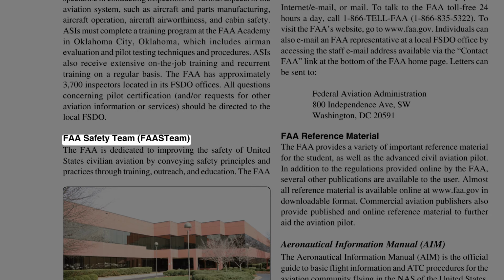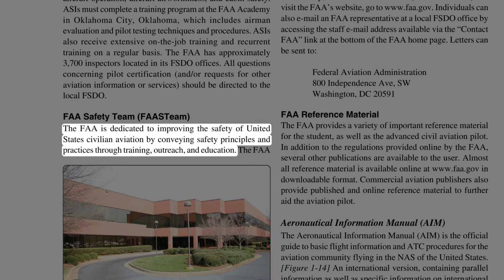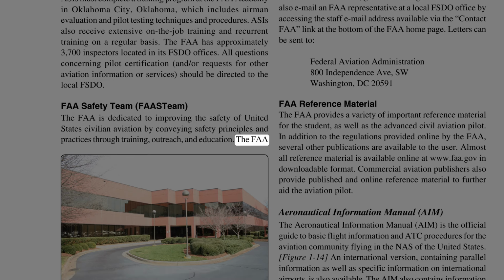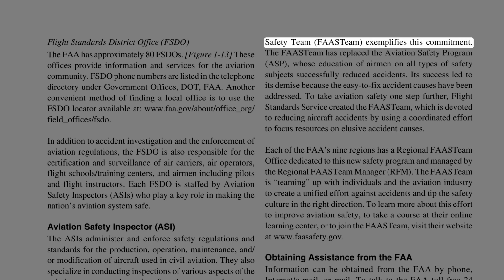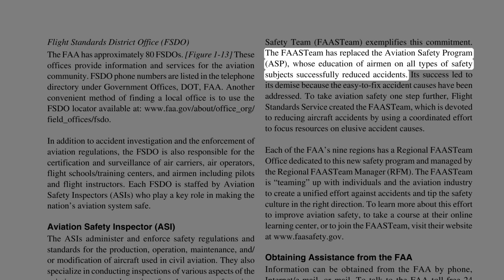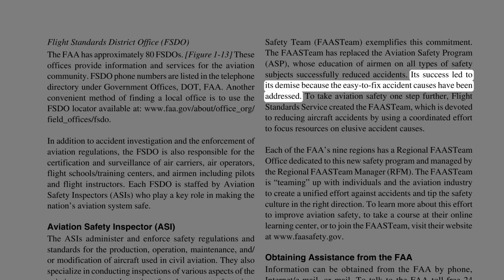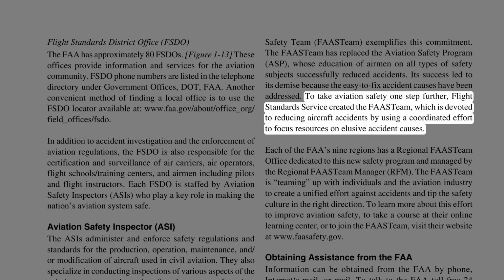FAA Safety Team (FAST Team). The FAA is dedicated to improving the safety of United States civilian aviation by conveying safety principles and practices through training, outreach, and education. The FAA Safety Team exemplifies this commitment. The FAST Team has replaced the Aviation Safety Program (ASP), whose education of airmen on all types of safety subjects successfully reduced accidents. Its success led to its demise because the easy-to-fix accident causes have been addressed. To take aviation safety one step further, Flight Standards Service created the FAST Team, which is devoted to reducing aircraft accidents by using a coordinated effort to focus resources on elusive accident causes.